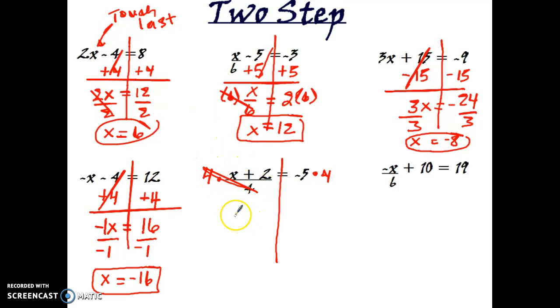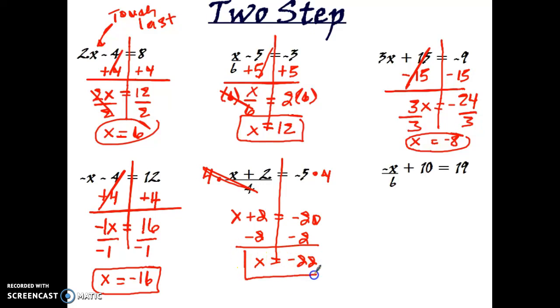All right. So x plus 2 is equal to negative 20. Now we have a one-step equation. Look at there. I forgot to say 2 steps means that I take 2 steps to solve it. All right, x equals negative 22. Here, instead of adding 10, we subtract 10.